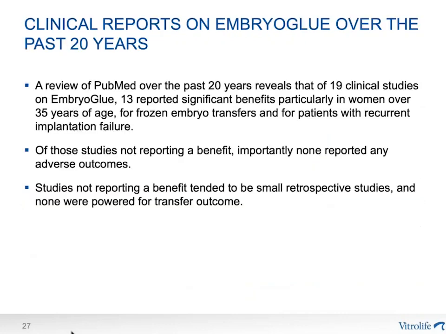So since the Cochrane report, a review of PubMed over the last 20 years has revealed a total of 19 clinical studies on Embryoglue, of which 13 reported significant benefits, particularly in women, again, over 35 years of age, for frozen embryo transfers, and for patients with implantation failure. Significantly, of those studies not reporting a benefit, none reported any adverse outcomes. Indeed, those studies that did not show a benefit tended to be very small, retrospective, not powered for outcome, and typically didn't use the same media throughout. So there's a combination of media effect to consider in those studies too.